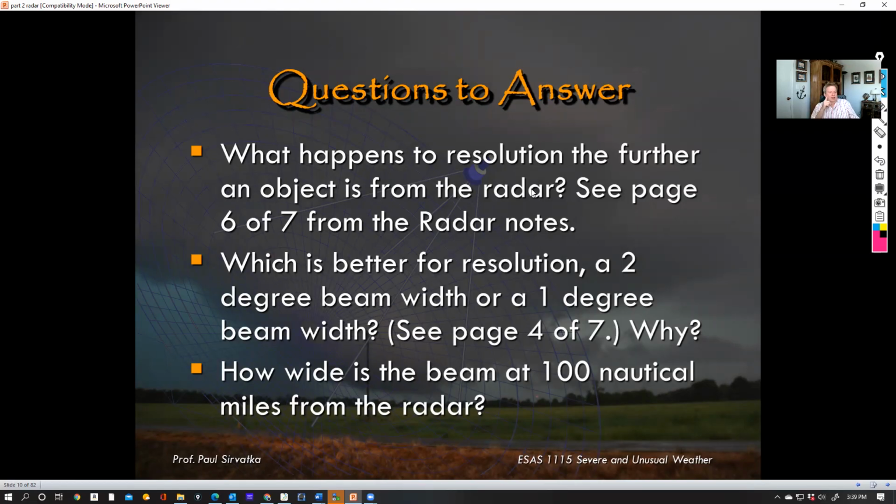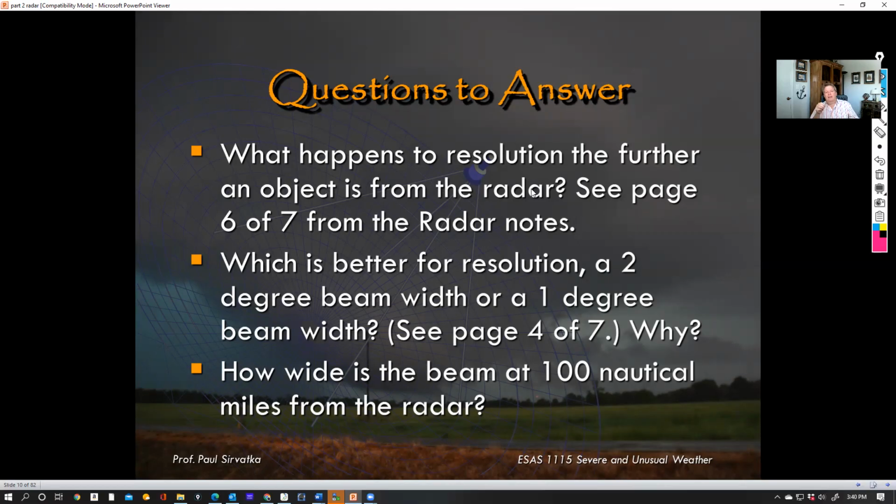Now, here's the question, though, that I have to ask you. I want you to write this down. So hit pause right after I ask you the question and go write it down. Think about an answer. Obviously, I like narrower beams because it's better resolution. Do you also agree that it makes the power more focused? But what about pulse length? If I have more pulse length, what does that do to resolution?